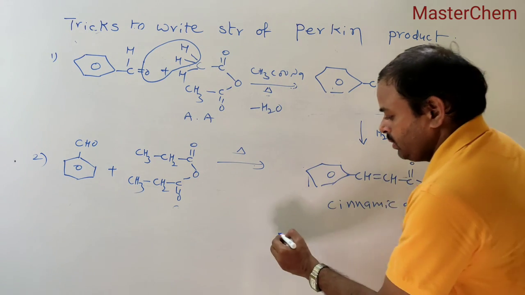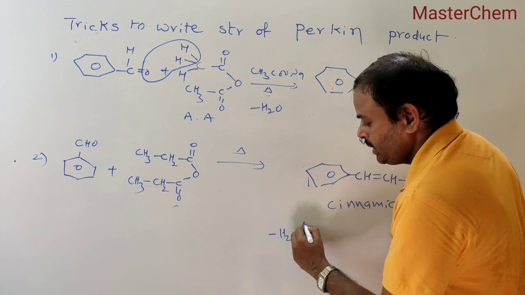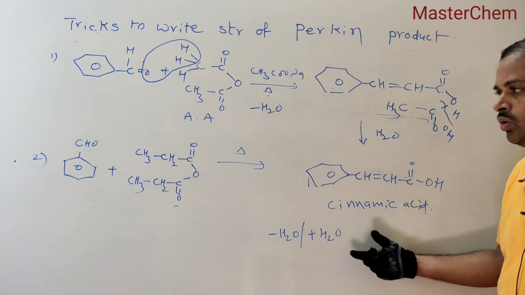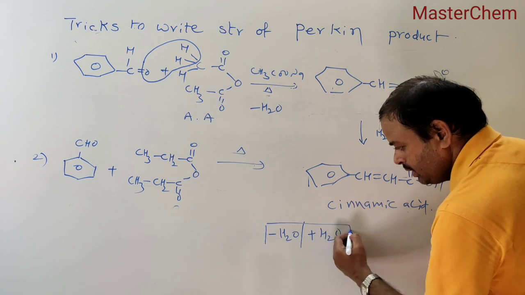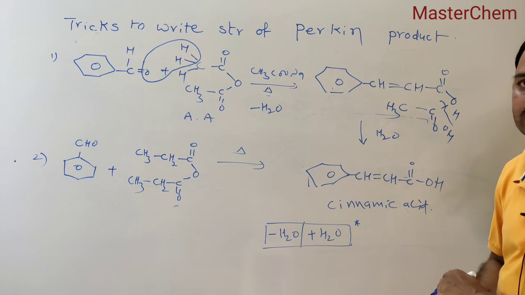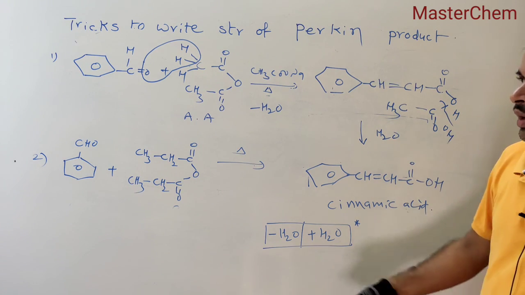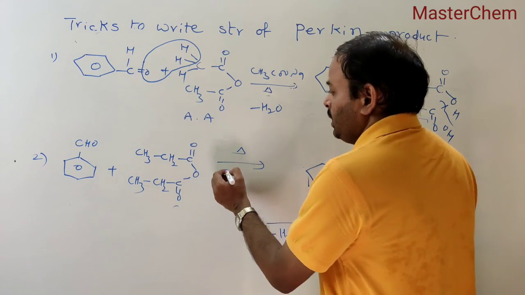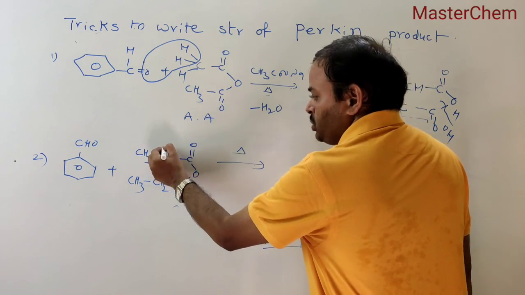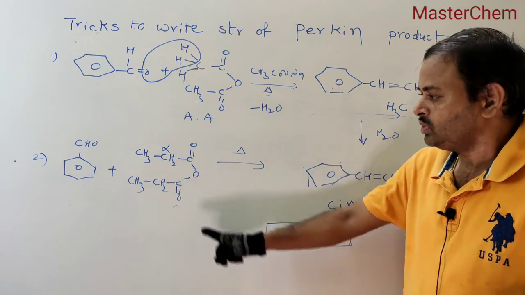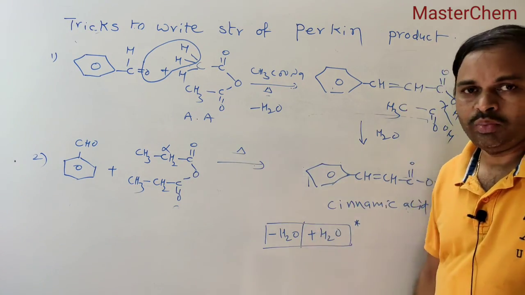First, what is the rule? First dehydration followed by hydrolysis, a simple trick. By considering this, you can write the Perkin product very easily. Whatever the reaction may be, the condition is that it should have alpha hydrogens, at least 2 alpha hydrogens. It is having them, that's why it can give the Perkin product.